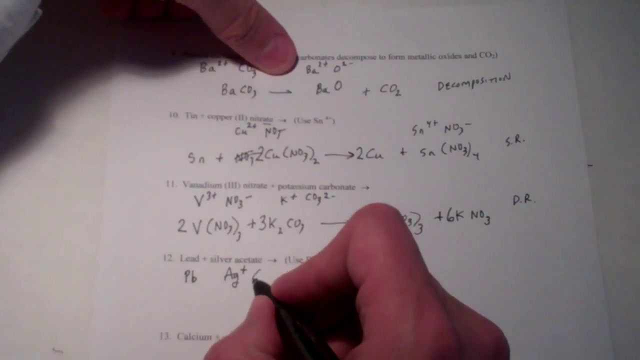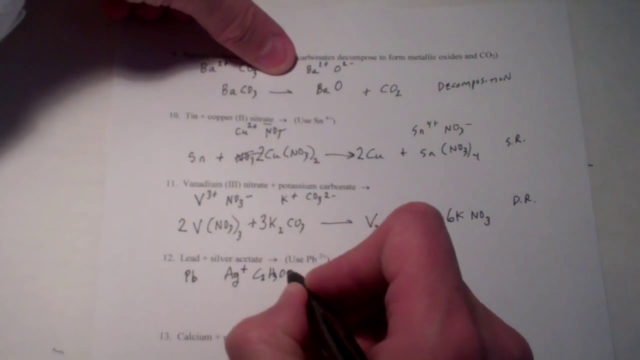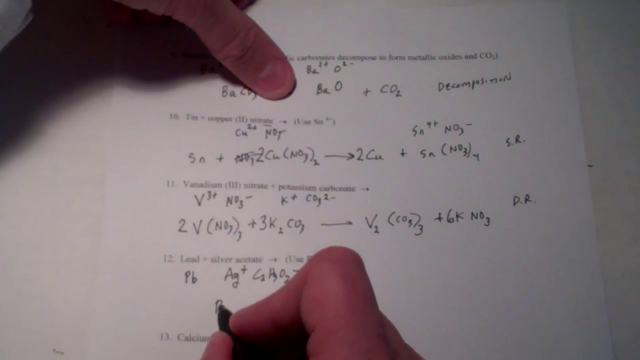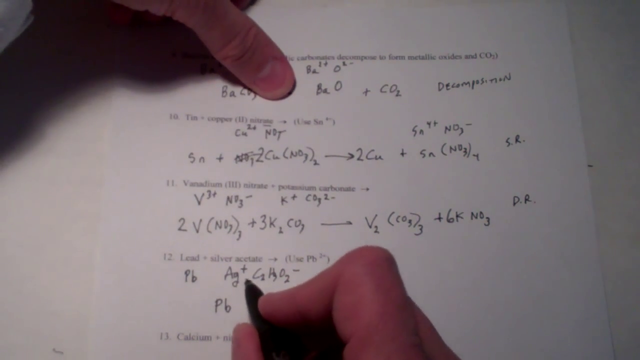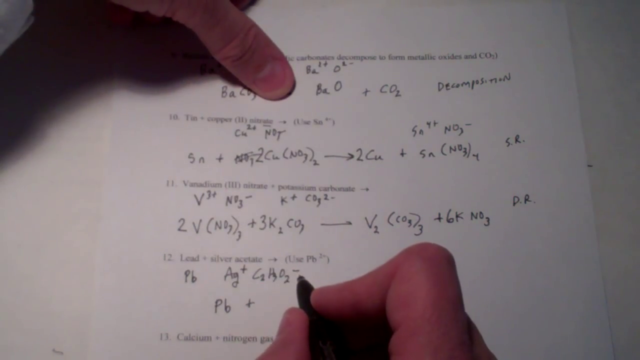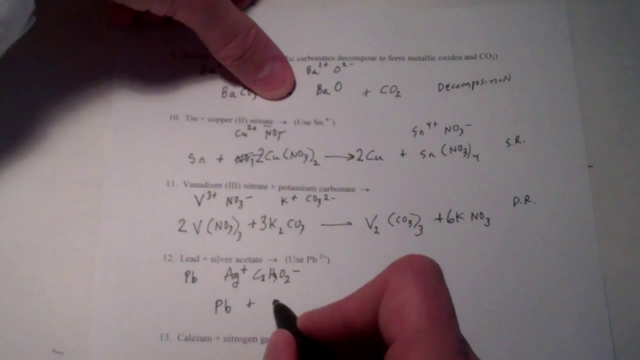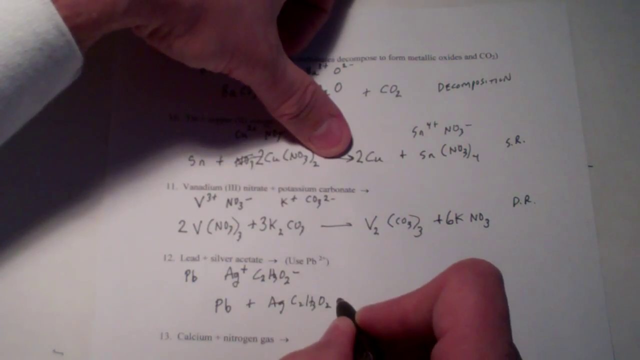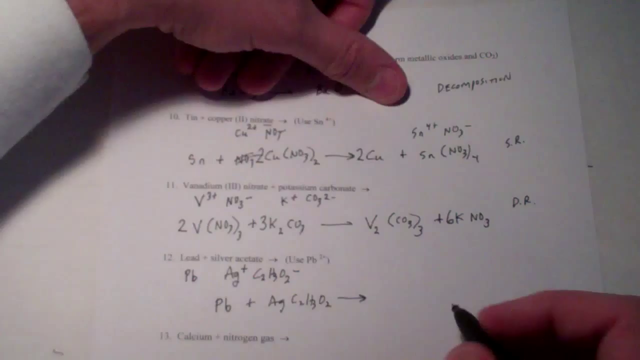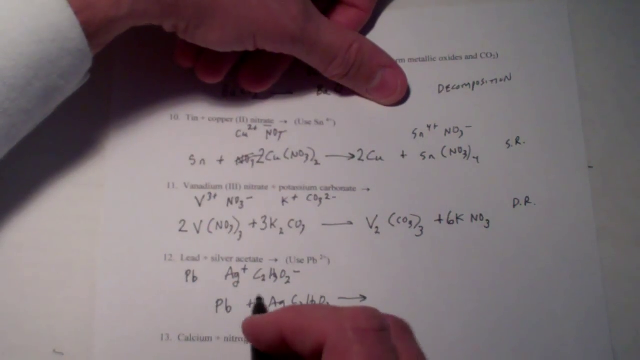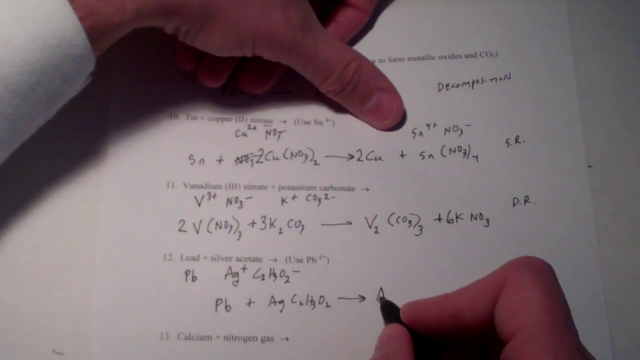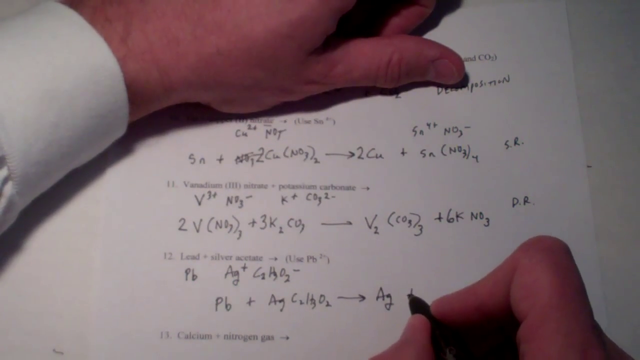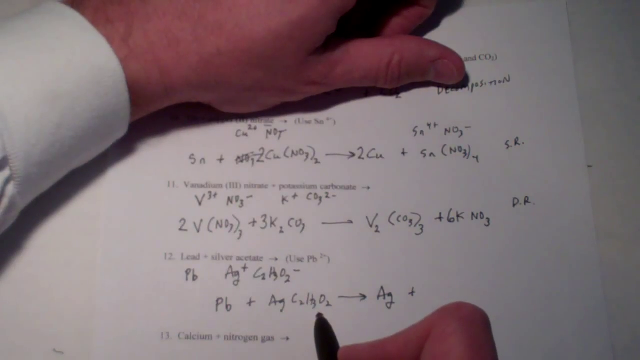So let's use C2H3O2 negative 1. So the equation is elemental lead. Looks like silver's 1 plus, acetate's 1 negative. So we have AgC2H3O2. Reacts to form. Let's see, a metal will replace the metal. So silver will be by itself. This is similar to the lab we just finished. And lead will get together with acetate.